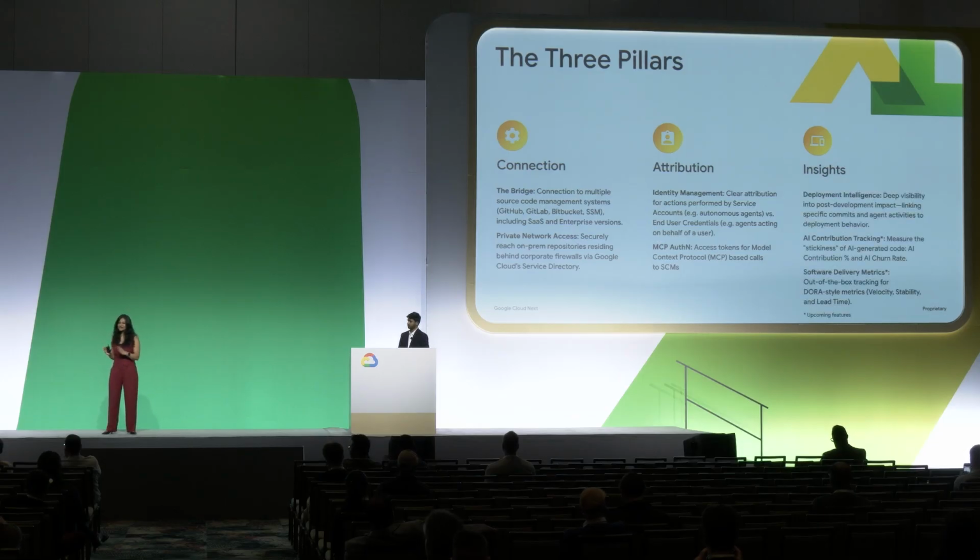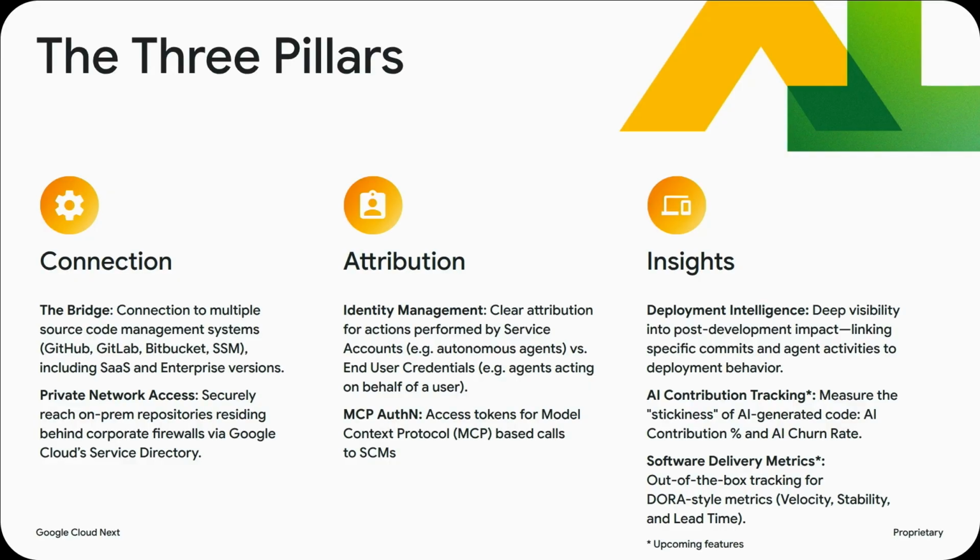Third, insights. This is really where intelligence comes in. By listening to source code management events and build provenance, and tying it with GCP runtimes, Developer Connect is able to give you features like deployment insights. Also, in the future, we plan to give you features like AI attribution metrics and your classic DORA-style metrics like development velocity and deployment stability. We will cover more of this in the demo section of this presentation.